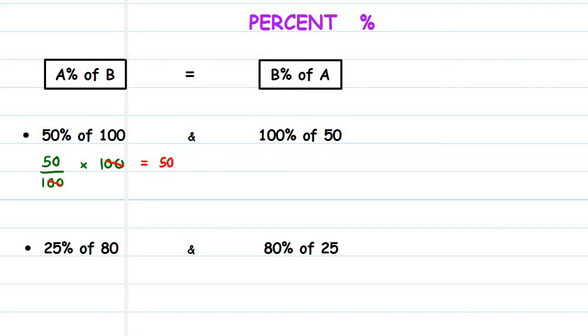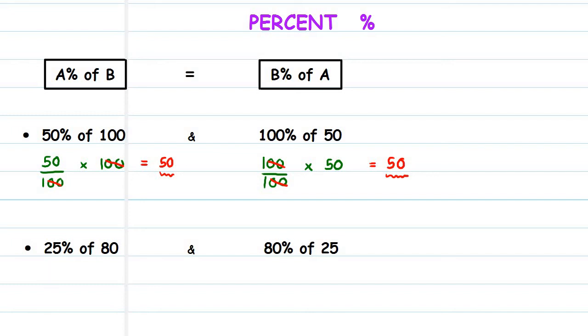And how about 100% of 50? 100% means 100 divided by 100. Of means multiply. 50 means 50. And we can simplify this, and we'll be left with 50. So 50% of 100 is equal to 100% of 50. They are the same.